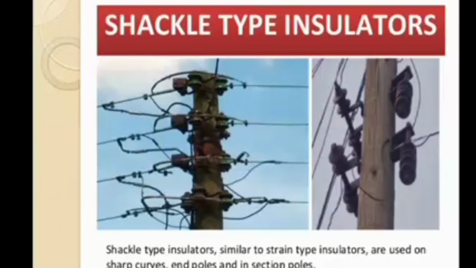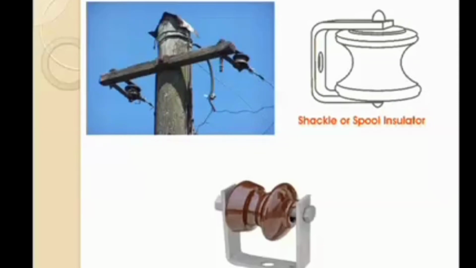For example, the conductor is coming in one direction. If we want to change the direction of that conductor, we will use a shackle type. That shackle type will change the position of the conductor from one direction to another direction. That is the main advantage of shackle type insulator. This is a practical image of shackle type insulators.